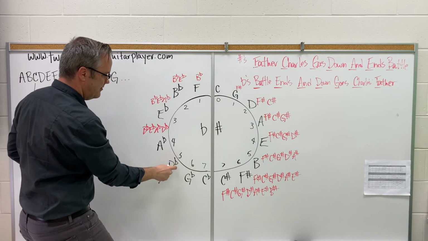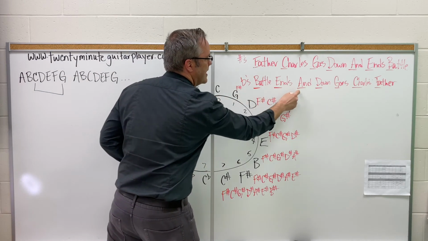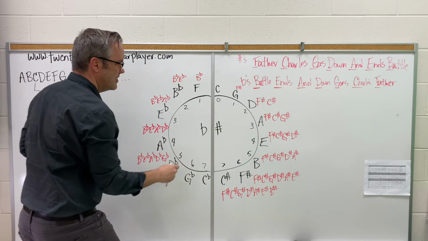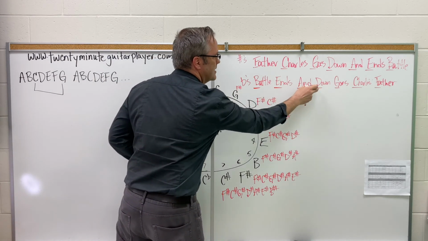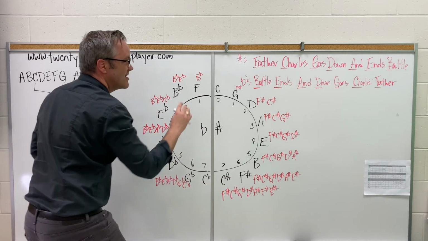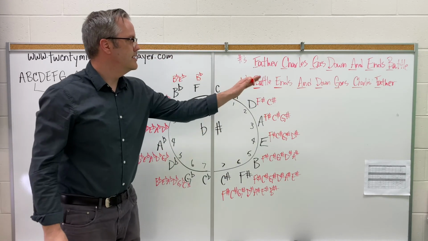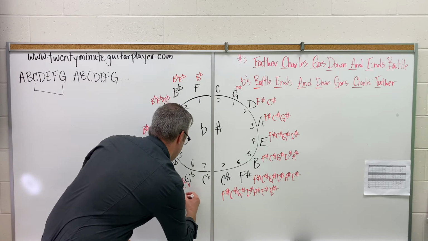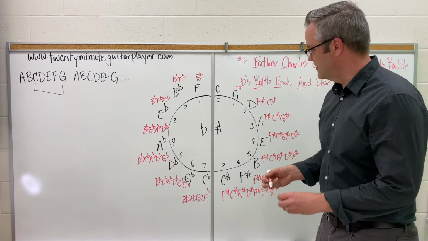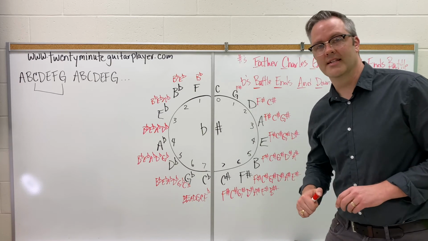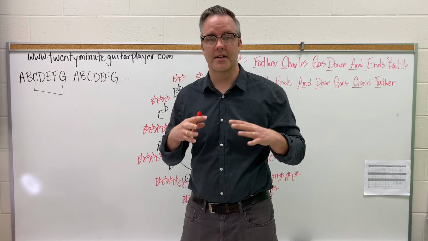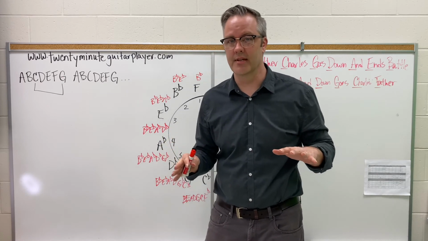D flat has 5 flats, B, E, A, D, G. And G flat has 6, B, E, A, D, G, C. And C flat has all flats, B, E, A, D, G, C, F. They're all flats. So there you have it. Circle of fifths with proper order of sharps and flats in each key. Whew. Okay, we're good. We got it. Not too hard. Super simple, actually, when you think about it.